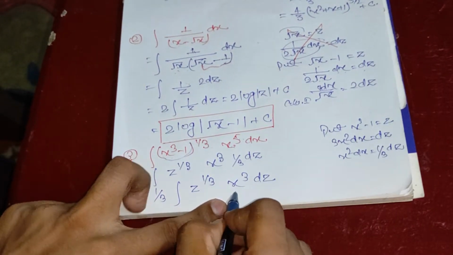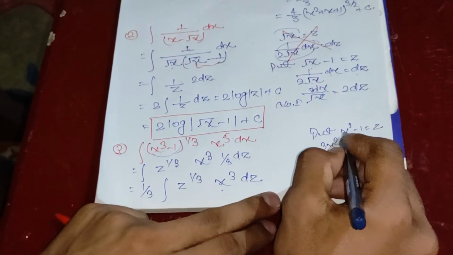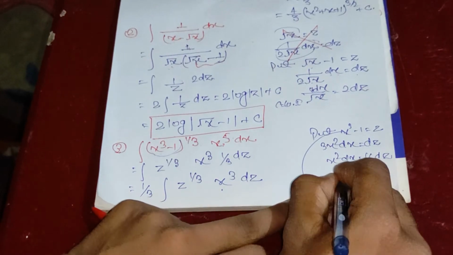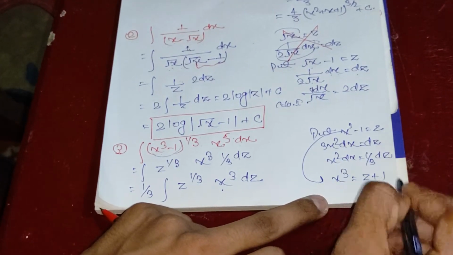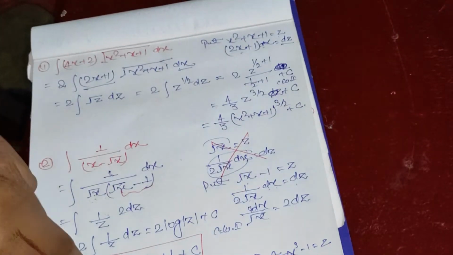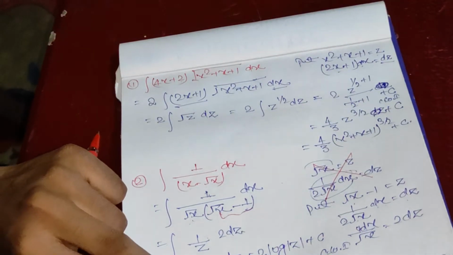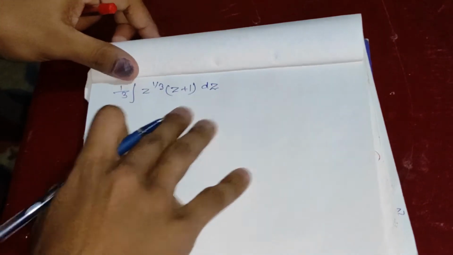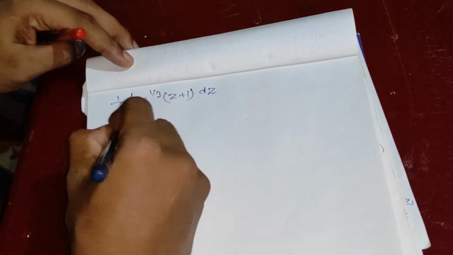Now you have to change this x in terms of z, so we use x cube minus 1 equal to z, which we have assumed. Similarly we find x cube equal to z plus 1, no doubt. So the next term becomes 1 by 3 integration of z to the power 1 by 3 and x cube we write as z plus 1, dz. So we have this term. Now it has become very easy for us.